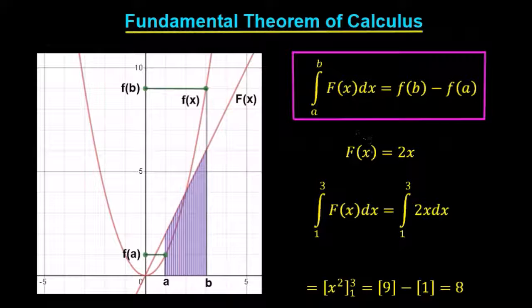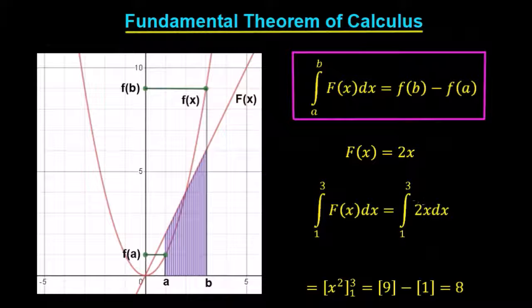So let large F of x equal 2x. Then if we were to find the area under this function large F of x between 1 and 3, we would integrate from 1 to 3 over large F of x dx. So that would equal the integral from 1 to 3 of 2x dx.